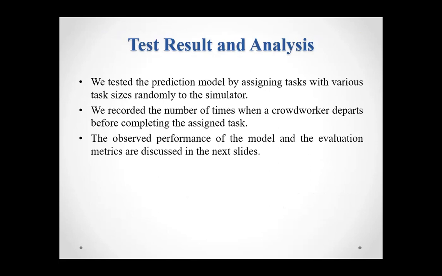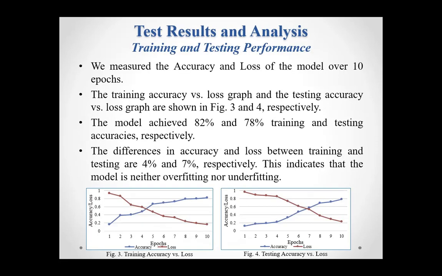So, test results. We tested the prediction model by assigning tasks with various task sizes randomly to the simulator. We recorded the number of tasks and the number of times when a crowd worker departs before completing the assigned task, and the observed performance of the model and evaluation metrics are discussed in the next slides. So you can say this is the training and testing performance. We measured the accuracy and loss of the model over 10 epochs. The training accuracy versus loss graph and the testing accuracy versus loss graph are shown in figure 2, figure 3, and figure 4 respectively.